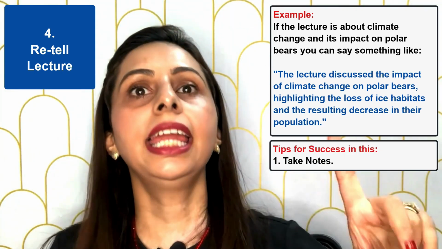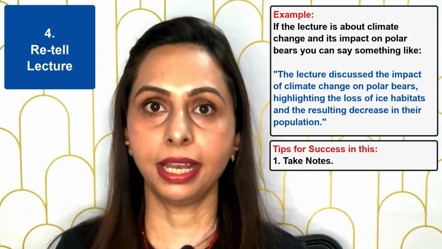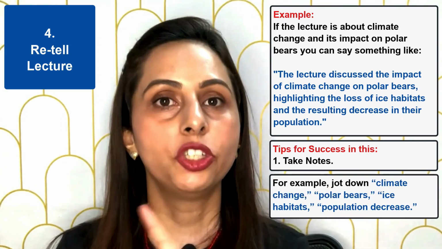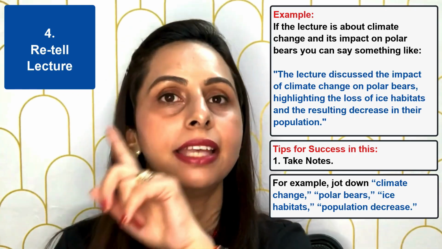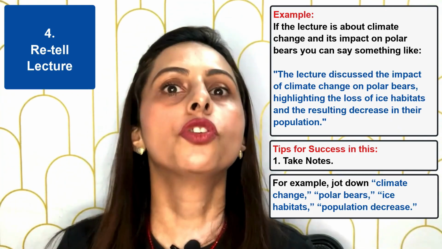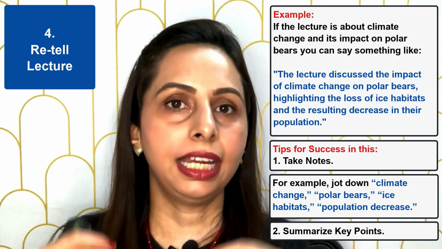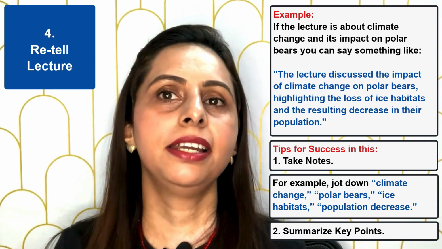Number 1 is take notes. Write down key points as you listen. For example, jot down climate change, polar bears, ice habitats, population decrease. And second is to summarize key points, which means focus on the main ideas and avoid unnecessary details.